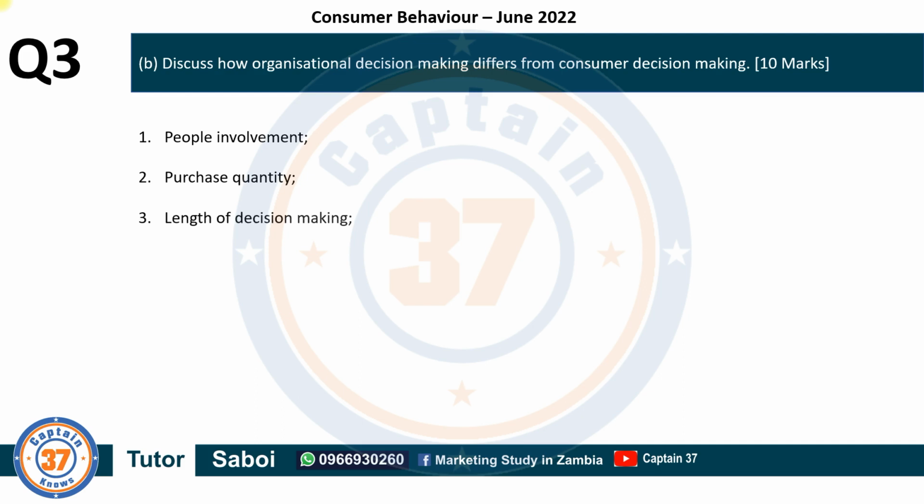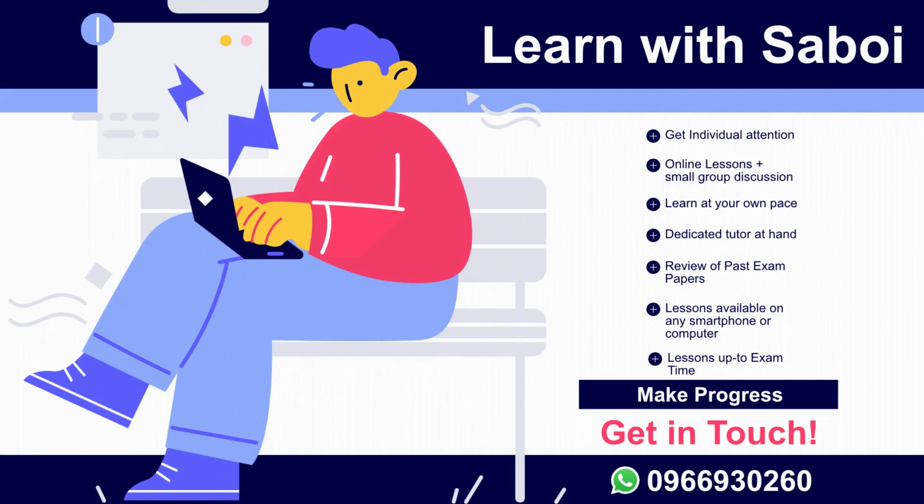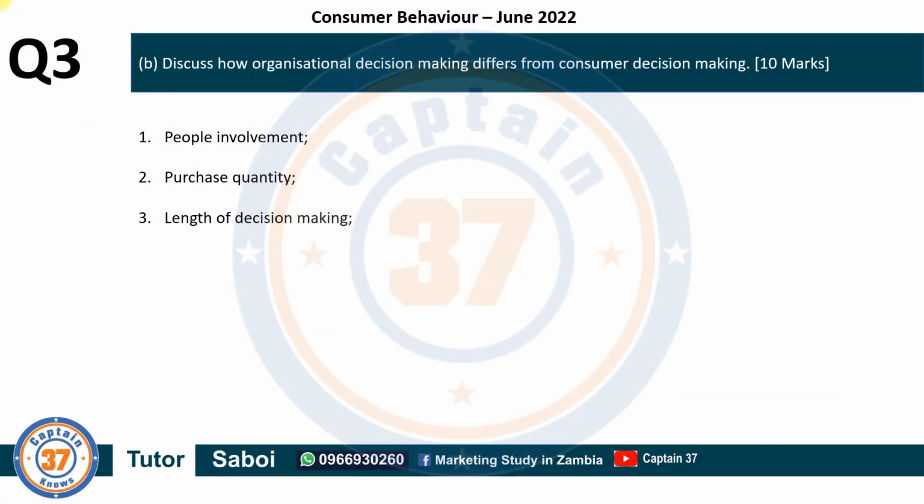Number 3, the length of decision-making. For organizations, decision-making takes long, and this must be understood. That way you do not complain and say, they're taking too long to make decisions. That is the way it works. Organizations take long to make decisions, whilst individual consumers do not take long. So the decision-making process for organizations is typically long, and the decision-making process for individual customers is short.